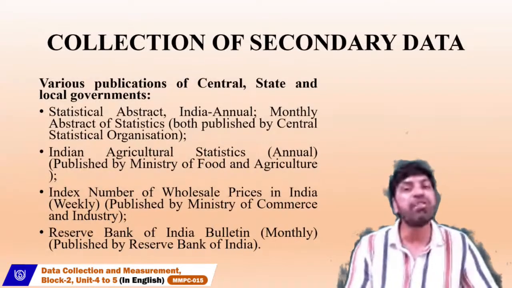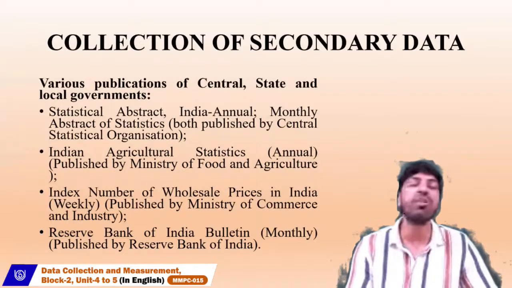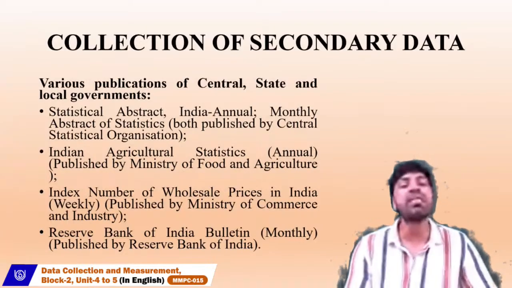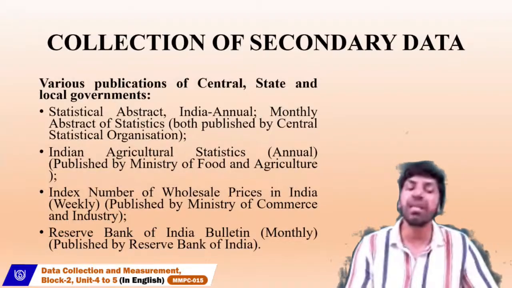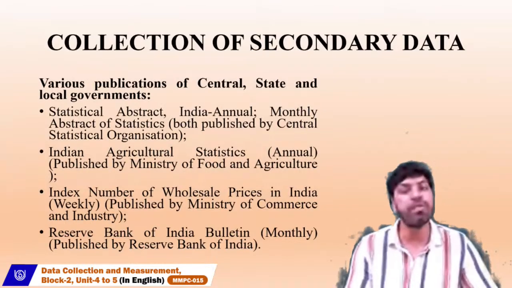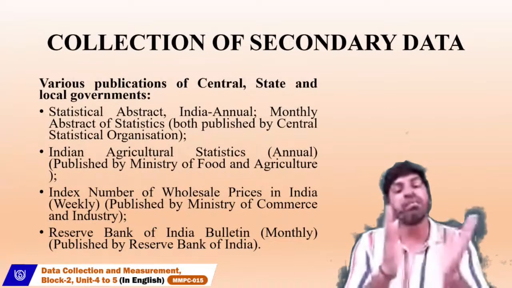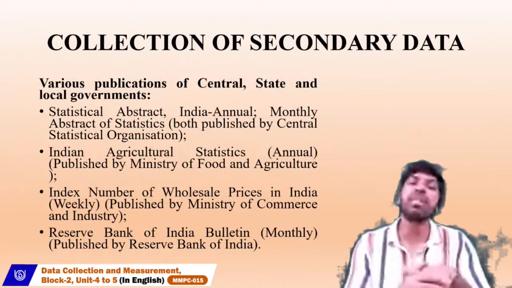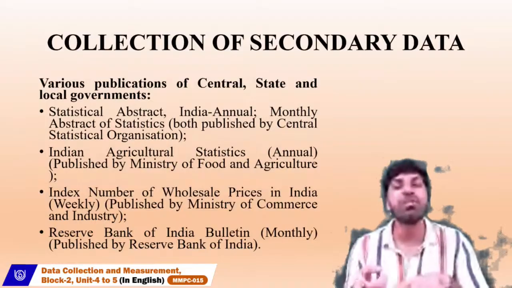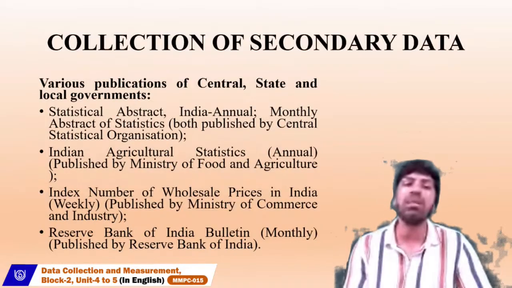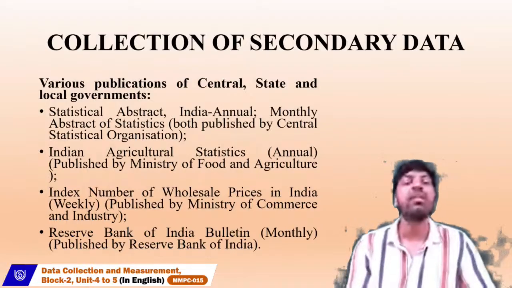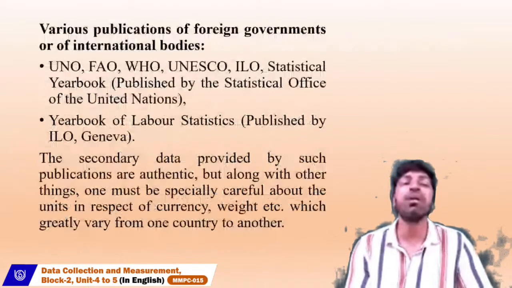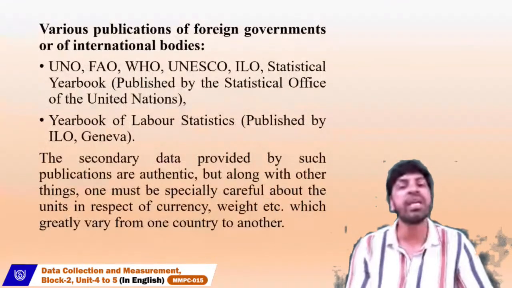It was published by the Ministry of Food and Agriculture. The Index Number of Wholesale Prices in India is published by the Ministry of Commerce and Industry. The Reserve Bank of India Bulletin is published on a monthly basis by the Reserve Bank of India. So these are publications which are sources of secondary data published by the central, state and local governments.